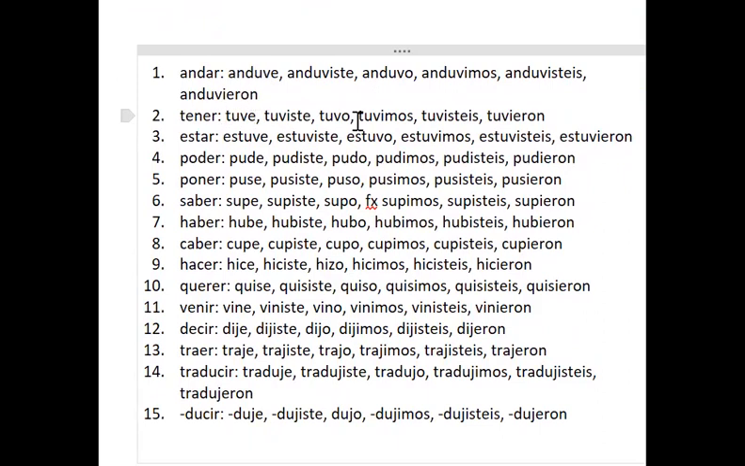Tener, TUV is the stem. We add those same endings. Estar, ESTUV is the stem. We add those same exact endings. Poder, poner, saber, haber, caber. There's those U stems. And then we had hacer we just talked about. Let me go back to hacer. We've got even that spelling change in there. But everything else works out great. Go below it. We got our other two stems that have the I in it with querer and venir. They all have I's in it, Q-U-I-S, V-I-N. And then those are the stems throughout, no exceptions. That works out very well.